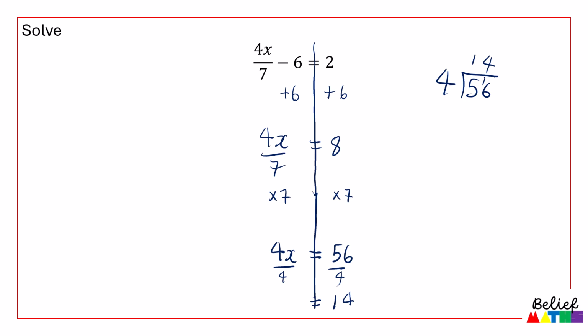And what we have to be conscious of with this is that if we are in a situation and we leave it as an improper fraction, but it does have a whole number answer, you will lose a mark on that. So if it simplifies down to an integer, you must simplify it down.